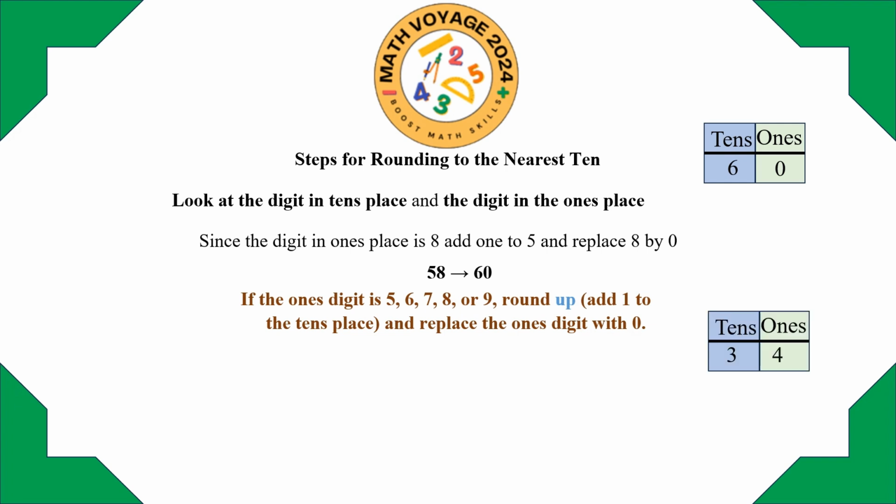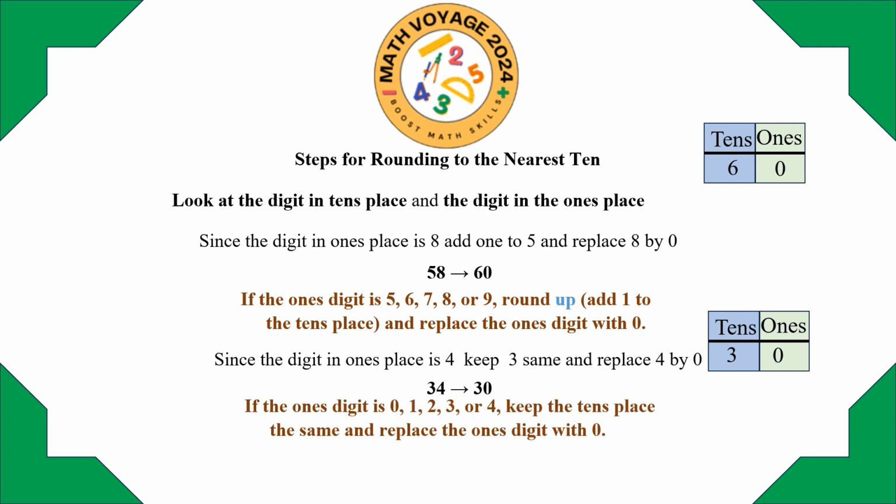Now take one more example, 34. Since the digit in the ones place is 4, keep 3 same and replace 4 by 0. 34 is rounded to 30. If the ones digit is 0, 1, 2, 3 or 4, keep the tens place the same and replace the ones digit with 0. Here are the steps for rounding to the nearest hundreds.